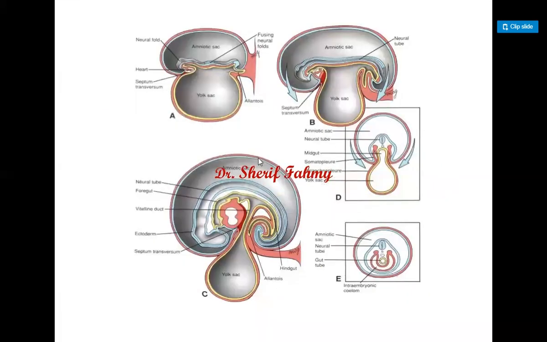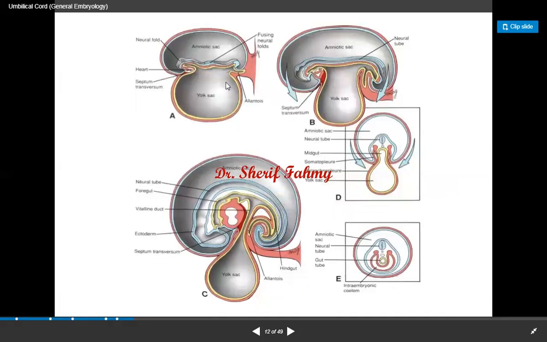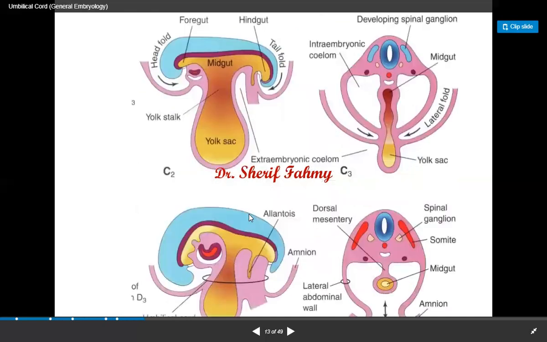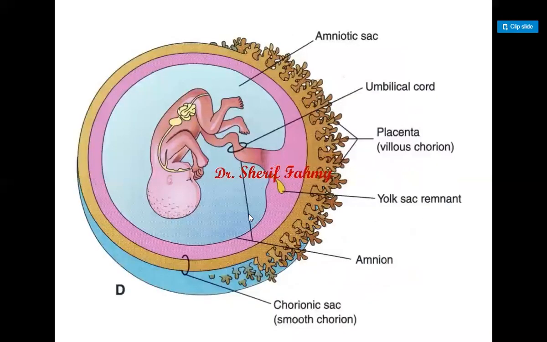Initially this is the yolk sac and this is the amniotic sac, then afterwards this part develops the ectoderm, then the neural plate is formed, and inside it the vitelline duct is formed, and the septum transversum, and from there the umbilical cord is formed. This is in short the concept of how the umbilical cord is formed.